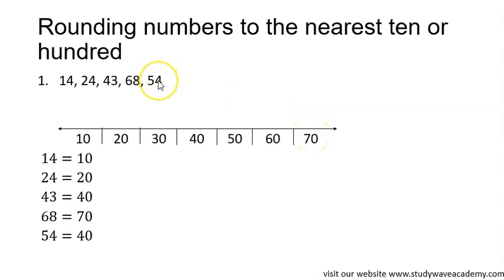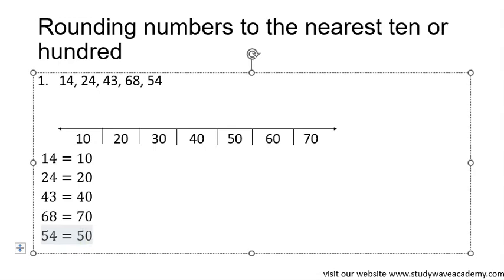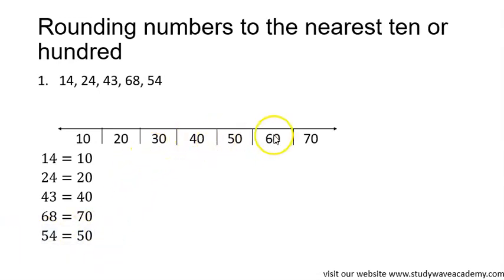Okay. The next number we have is 54. 54 is placed between 50 and 60. And 54 is before 55. Let's say 55 is here. 54 is here. So we round it down to 50. Okay. Not 40. Here should be 50. We round it down to 50. Do you understand?